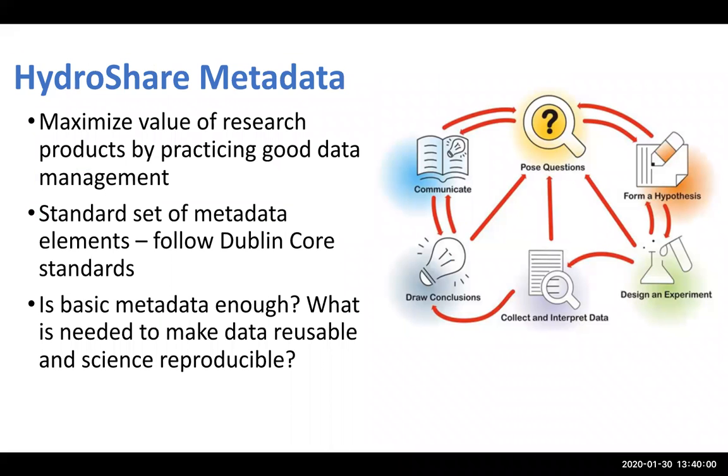So I like this representation of the scientific process because it's a cycle that includes reproduction. So we need to consider what metadata is needed to make the science reproducible. HydroShare provides a standard set of metadata elements for describing the resources that you create. And the users, we all need to treat data sets and models as first-class research products along with the papers that are written about them. And there's opportunity to maximize the value of those products by practicing good data management and creating descriptive metadata that's more than just the bare bones basic. Okay, go ahead.